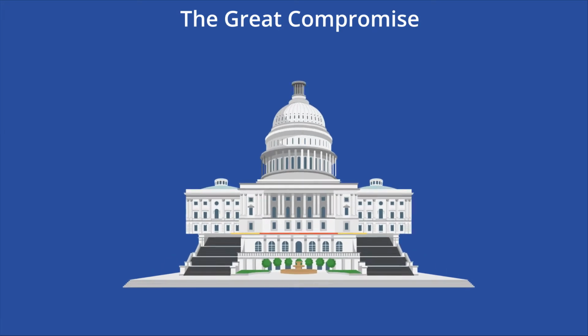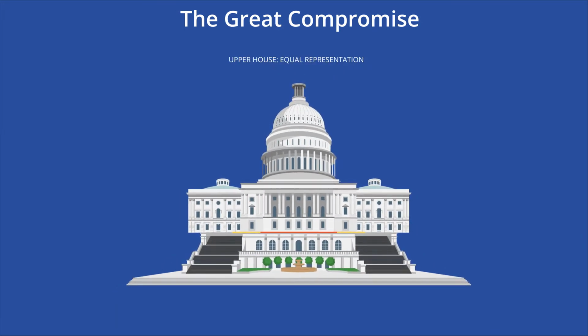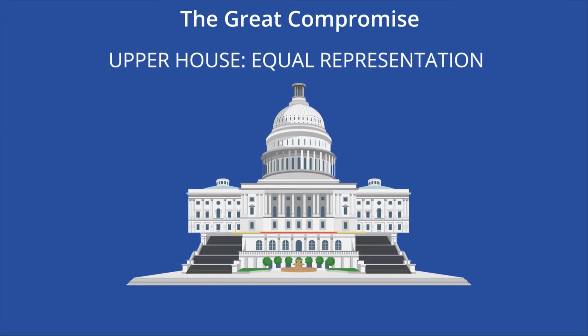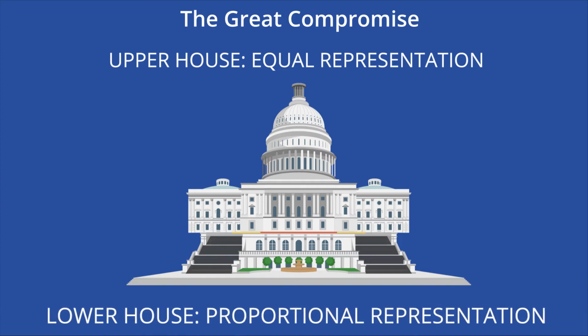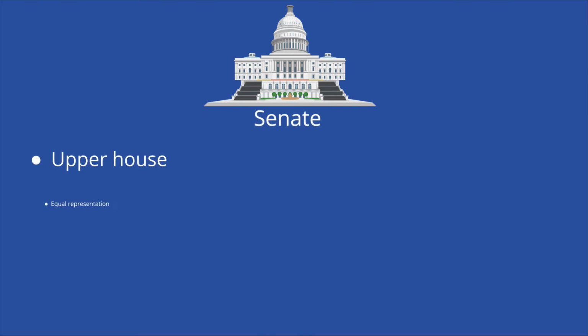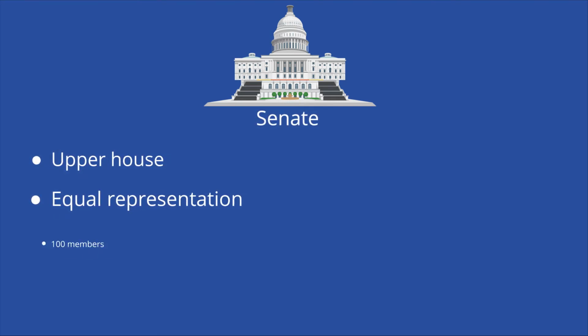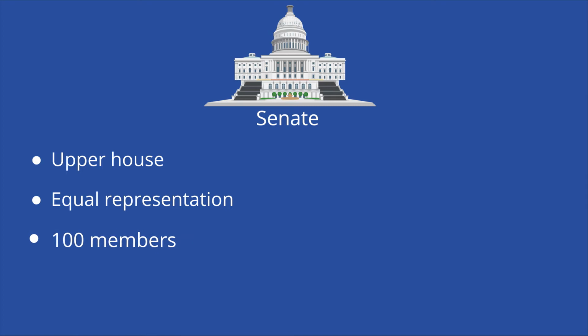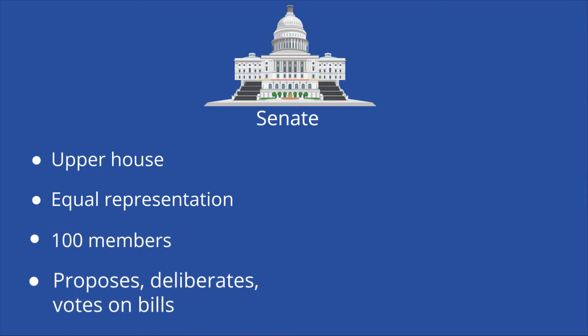They created a bicameral legislature, or legislature with two houses. In the upper house, all states would be represented equally, and in the lower house, representation would be based on state population. The Senate is the upper house of Congress. Each state has 2 senators, giving the chamber a total of 100 members. Along with the lower house, the House of Representatives, the Senate is responsible for proposing, deliberating, and voting on bills.